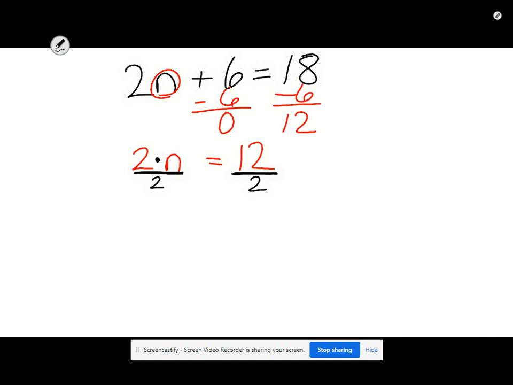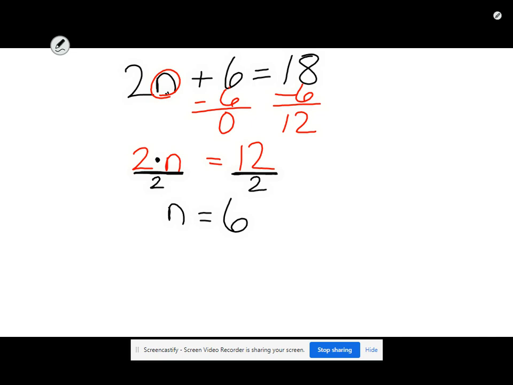So 2 divided by 2 gets you a 1, right? 2 divided by 2 is 1. We don't have to put the 1 because 1 times the number is always the number. So it's just, I said at the very beginning, we want n by itself. Now we have n by itself, but we have to do our last step. Because what we did to one side, we have to do to the other side. What is 12 divided by 2, Nolan? 6.